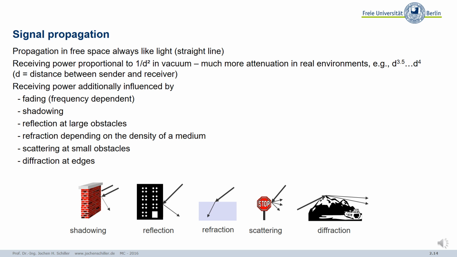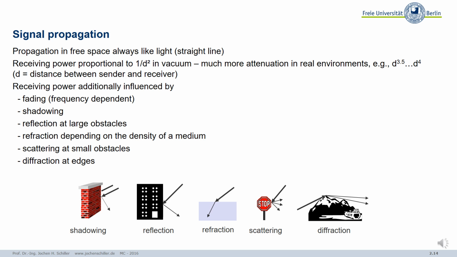We have effects like refraction. That's what you know from visible light if you look into water. So the object is not at the position where you think it is. If you look at the fish, for example, and you want to catch the fish, it is not where you think it is. When you look into the water, we have refraction. The fish is much closer to you, for example.